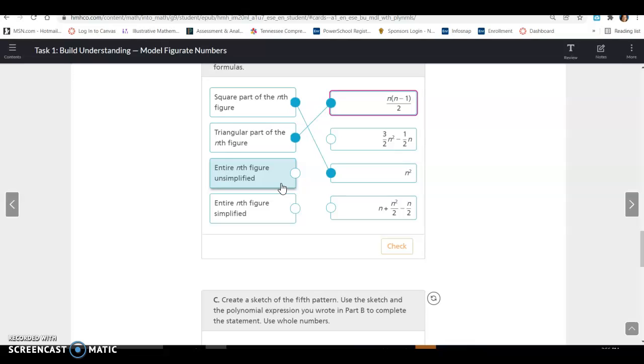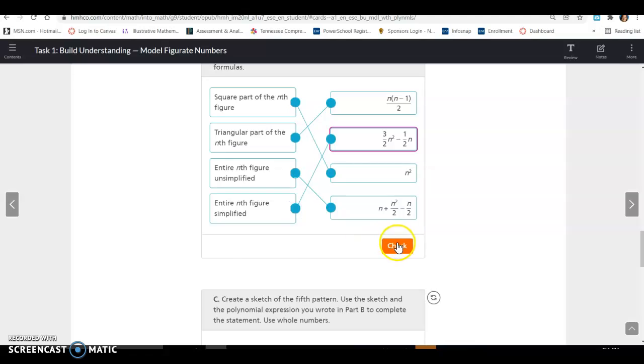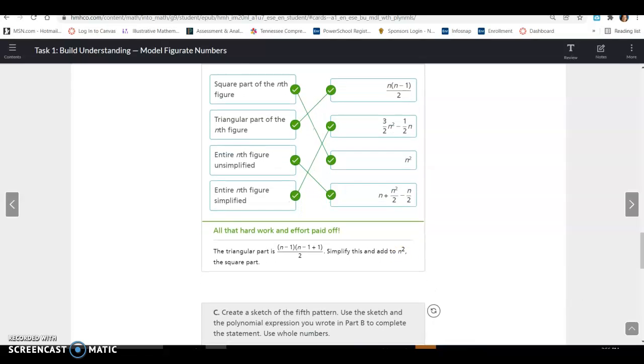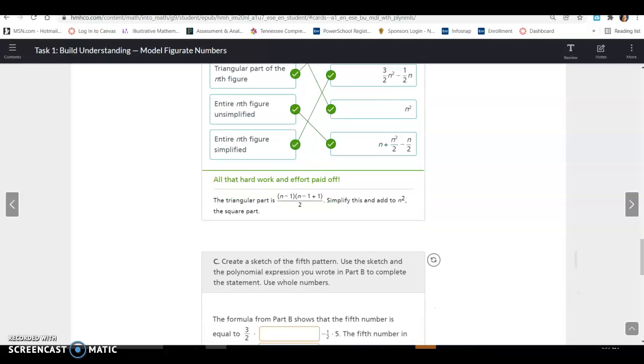And then we're going to go to the unsimplified. So which one of these terms looks unsimplified and which one looks simplified? Well, this one has an n and an n, so this one is unsimplified because there's two terms that can be combined. When we look at this one, it's got an n squared minus an n. This one has been simplified. So that would be the formulas that you see there.